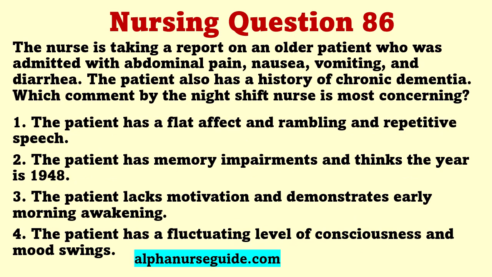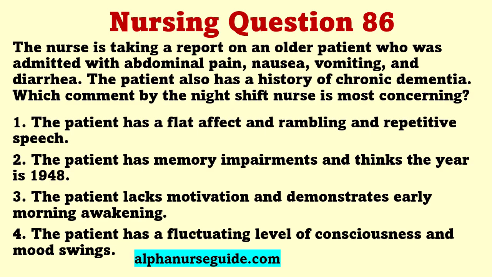The nurse is taking a report on an older patient who was admitted with abdominal pain, nausea, vomiting, and diarrhea. The patient also has a history of chronic dementia. Which comment by the night shift nurse is most concerning? 1. The patient has a flat effect in rambling and repetitive speech. 2. The patient has memory impairments and thinks the year is 1948. 3. The patient lacks motivation and demonstrates early morning awakening. 4. The patient has a fluctuating level of consciousness and mood swings.